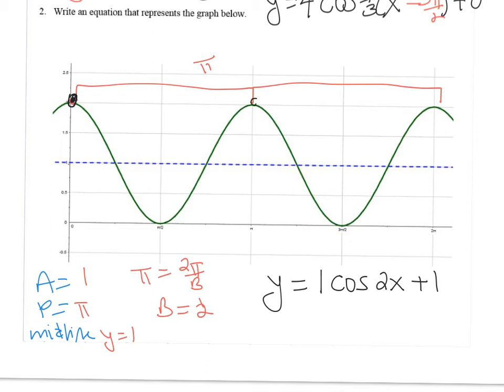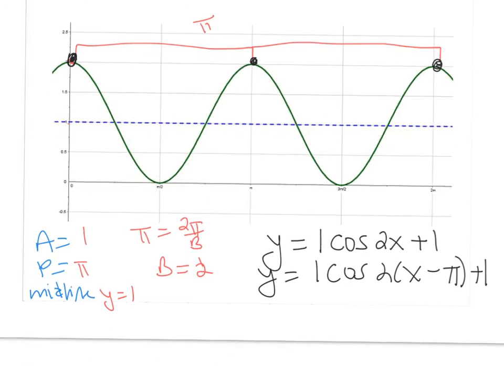Now you could do a cosine function at this maximum, so if you wrote this equation shifted to the right pi, you're still correct. You could even write one shifted over here at 2 pi. It is okay if you don't write this coefficient of 1, because when you multiply by 1, nothing changes.